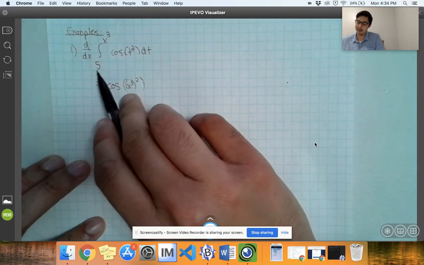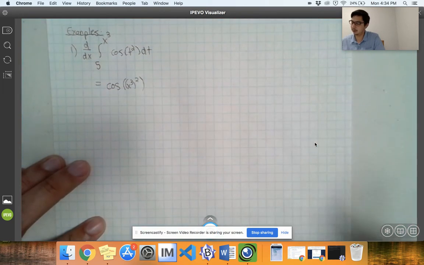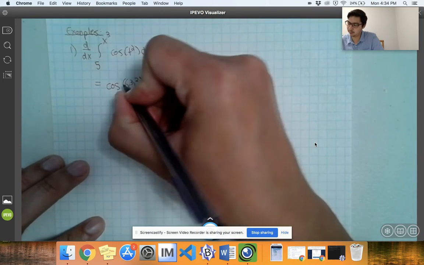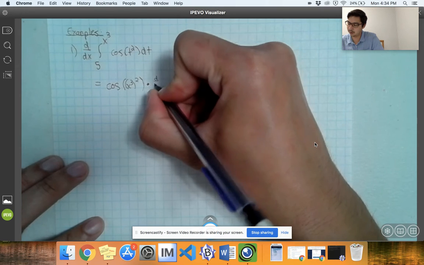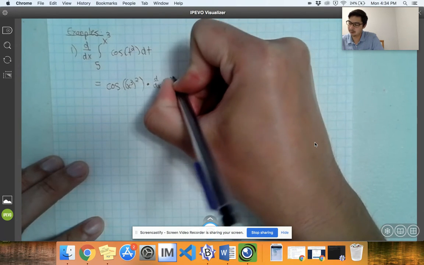And we wouldn't do 5 because the derivative of a constant goes to 0. But you have to take the derivative of x to the third, so times the derivative of the inside, which is there.